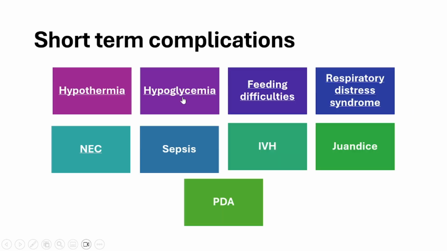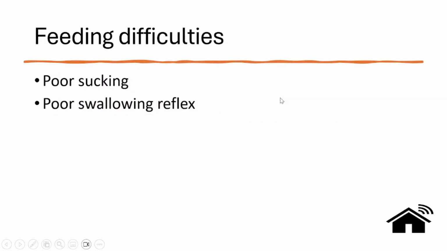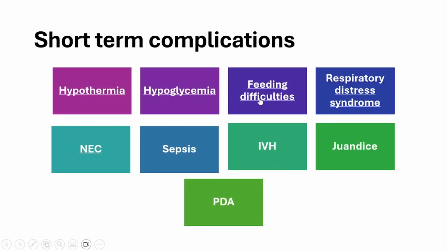Premature babies are also very prone to hypoglycemia due to inadequate or delayed feeding. They have feeding problems, they have low glycogen stores, and if they develop sepsis, it also leads to hypoglycemia in these newborns. Treatment is usually given by IV 10% dextrose. 2 ml per kg is given stat and it is followed by continuous infusion of 6 to 8 ml per kg per minute if hypoglycemia does not resolve. Feeding difficulties in premature babies is due to poor sucking reflex and poor swallowing reflex.